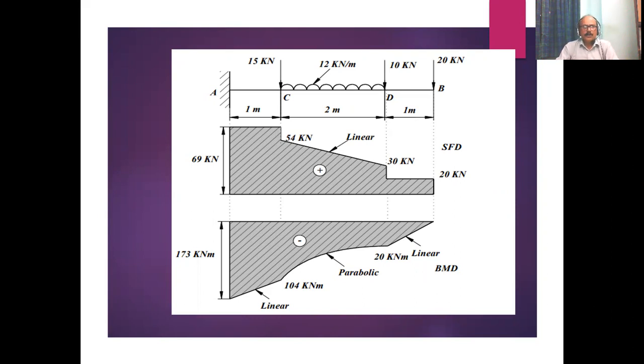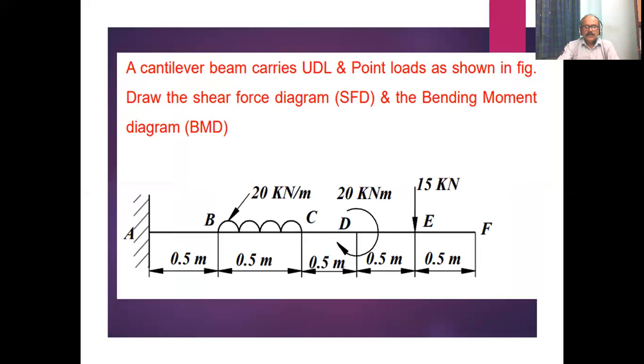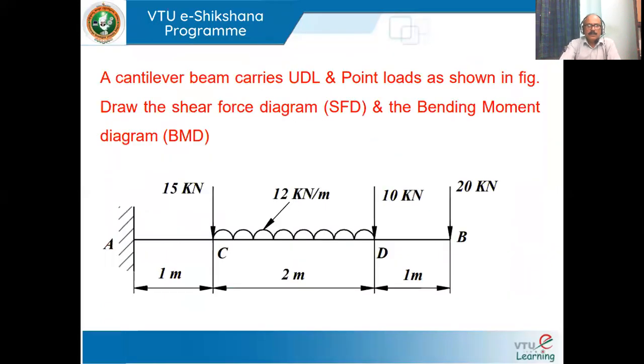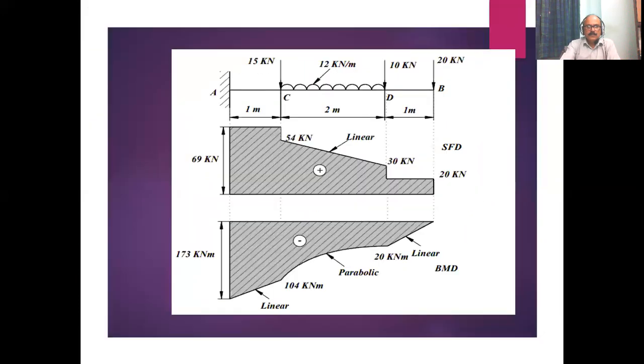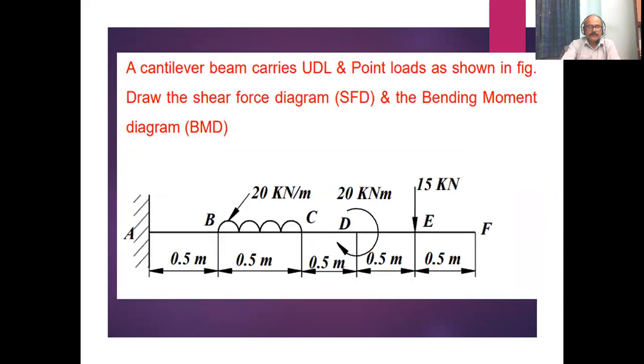Now we have to join all these points. Wherever it is point loads, those are joined by lines, and wherever it is uniformly distributed load, we have to join by parabolic curve. So it is a quadratic, therefore it is a parabolic curve. So this is the shear force and bending moment diagrams that has been shown there.